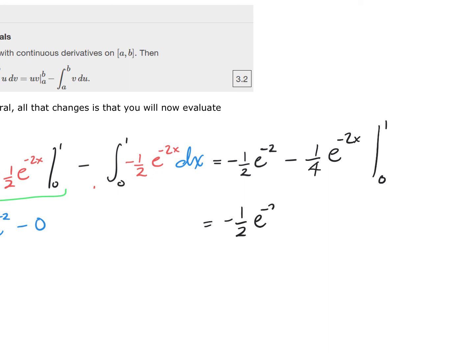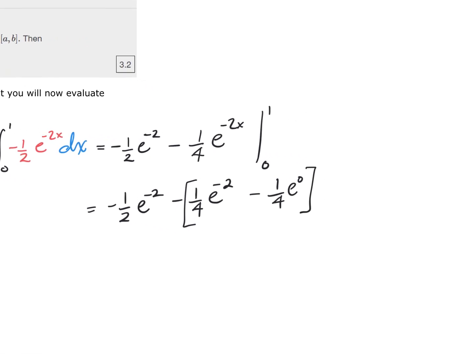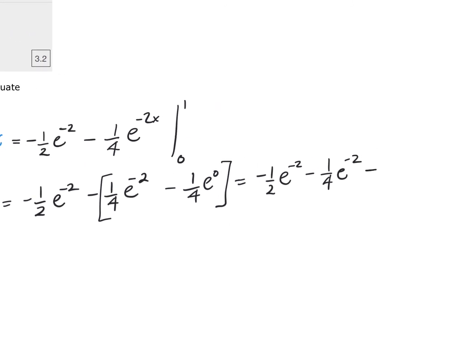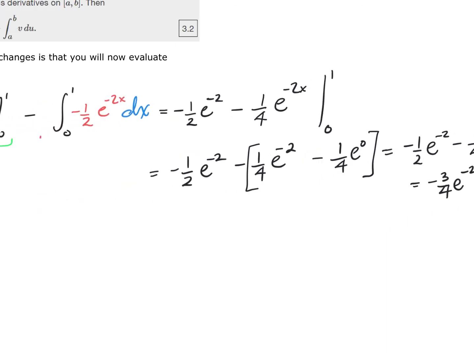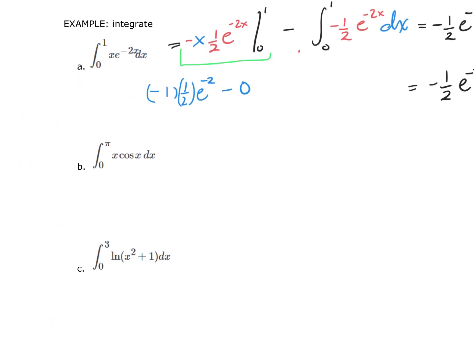Negative 1/2 e raised to the negative 2 minus 1/4 e raised to the... I should probably put that in parentheses, e raised to the negative 2 minus 1/4 e raised to the 0. So I end up with negative 1/2 e raised to the negative 2 minus 1/4 e raised to the negative 2 minus 1/4. I can clean this up a little bit. Same common denominator, so I have negative 3/4 e raised to the negative 2 minus 1/4, and I can leave it like that. All right, so let's take a look at my next example here.